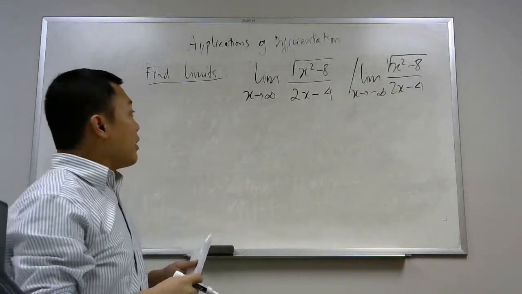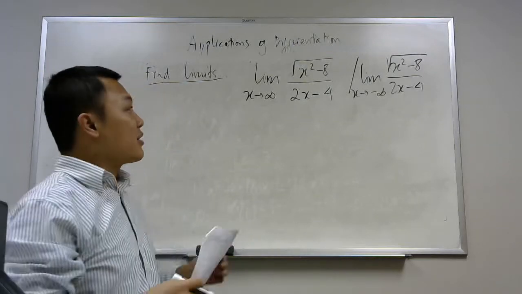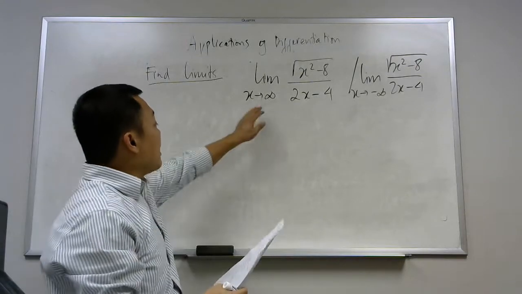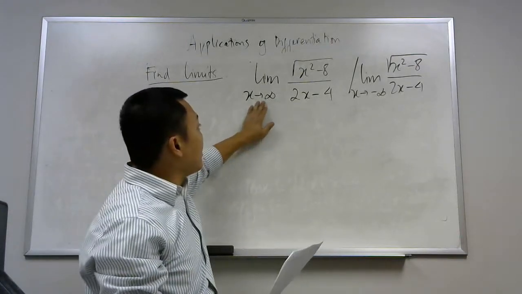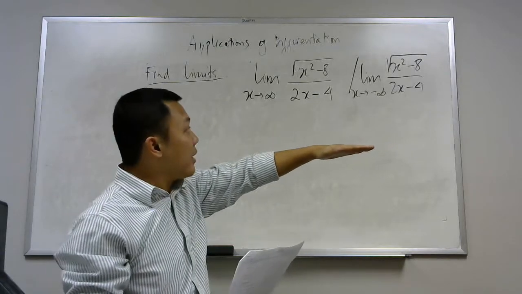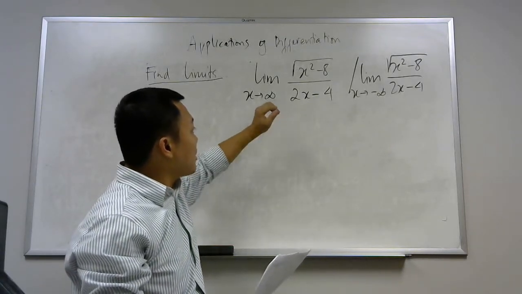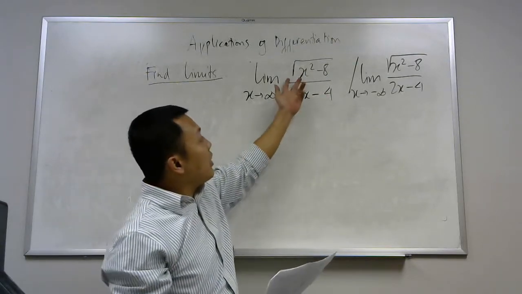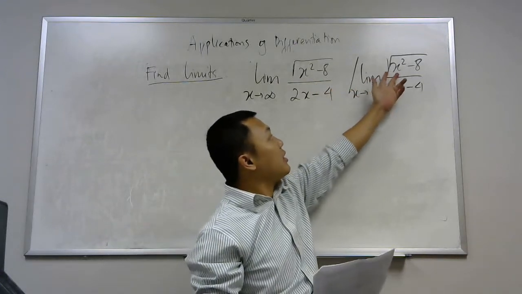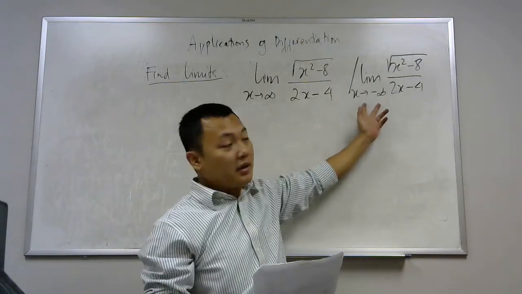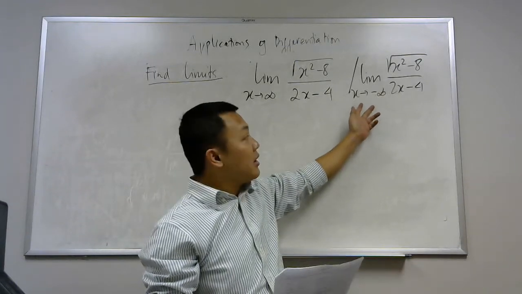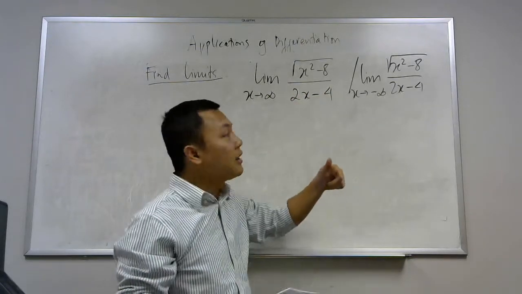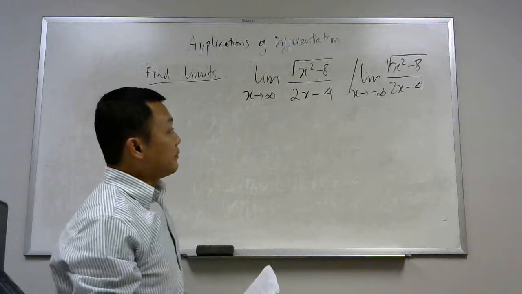Okay, so why do I put limits in this chapter? Because we study limits to determine asymptotes. A limit at infinity determines the horizontal asymptote. So in this case we need to find the horizontal asymptotes of this function. Don't forget, they are the same function, but the limits approach different directions: here we approach positive infinity, but here we approach negative infinity.